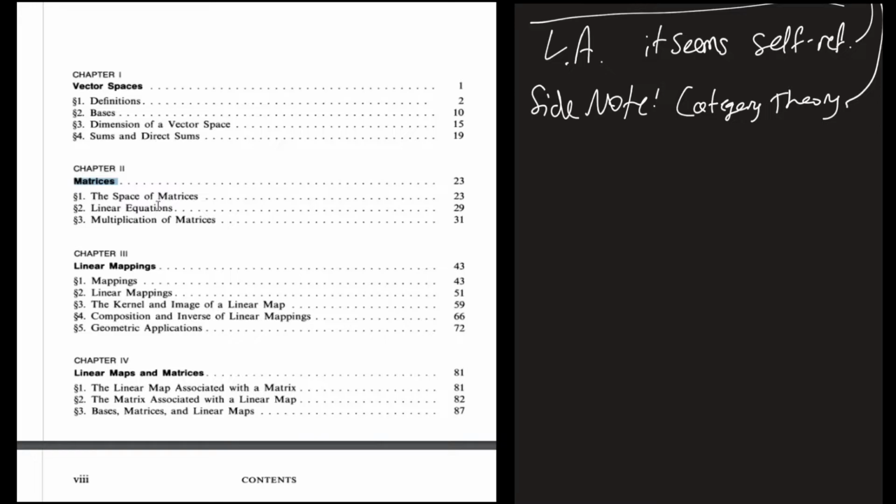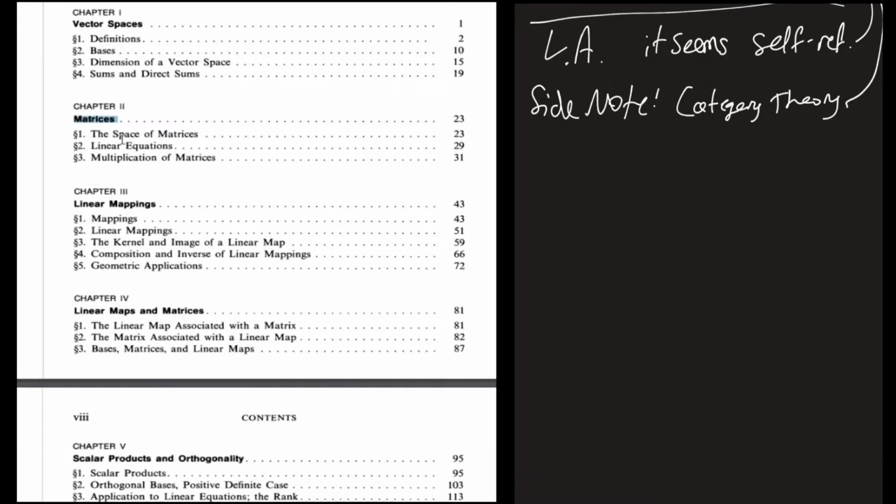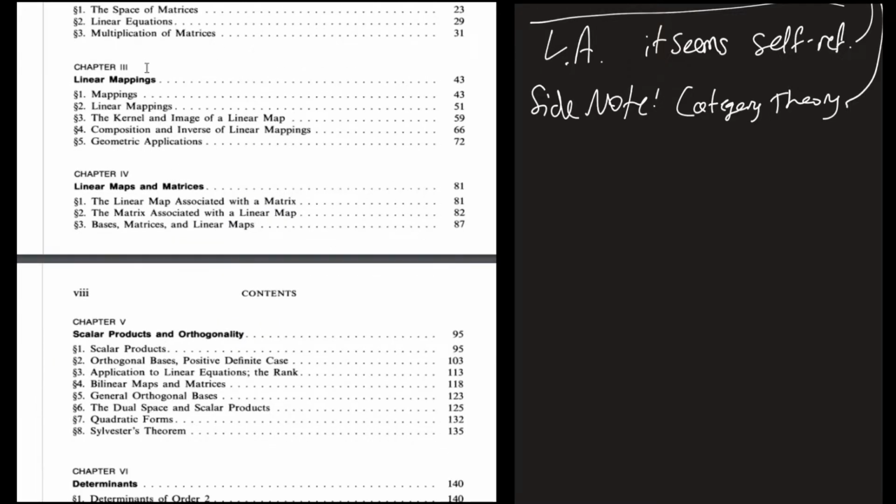Awesome. Of course, one of the central objects of study after vector spaces are matrices. So the space of matrices, we're probably talking about things like SL2Z, GL2R, things like this. Linear equations, multiplications of matrices. Interesting. Okay. Linear equations, by the way, it's funny how this comes up. I just did an algebra 2 video on solving linear equations. So it's pretty funny.